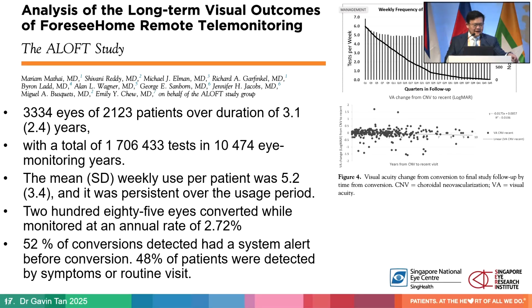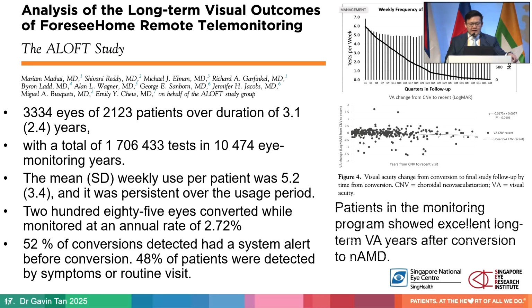But their data was encouraging in that they still found that 52% of the conversions could be detected with the system alert before the patients were symptomatic, and that's an advantage for them. And they did find that when they looked at the long-term visual acuity of the patients in this program, they maintained an excellent VA in spite of conversion. But again, these patients would be a self-selected group that are more likely to come back for early treatment and intervention if they had symptoms.